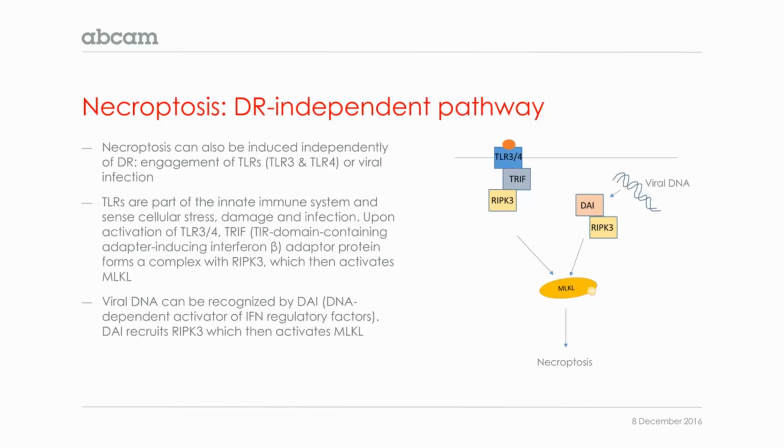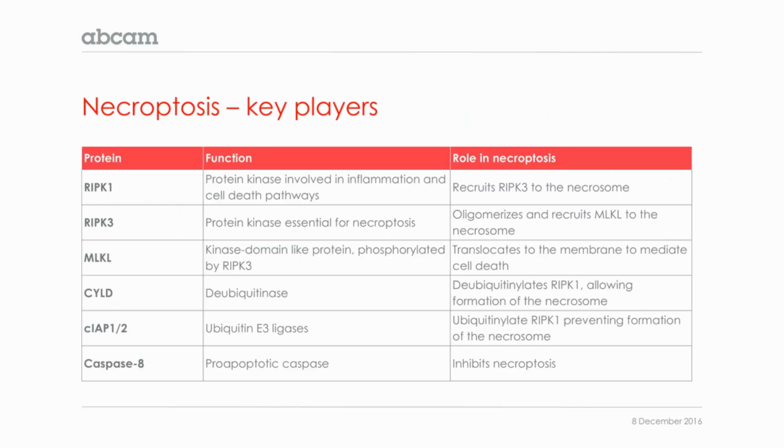DIA can recruit RIP kinase 3 directly in order to activate MLKL. So, who are the key players to analyze to investigate whether necroptosis is involved in our type of cell death? The RIP kinases, RIP kinase 1 and specifically RIP kinase 3, which are involved in necrosome recruitment, phosphorylate MLKL, which is the mediator of the cell death, and caspase-8 because it inhibits necroptosis. Other minor players are the deubiquitinase CYLD and the ubiquitin ligases cIAP1 and cIAP2.